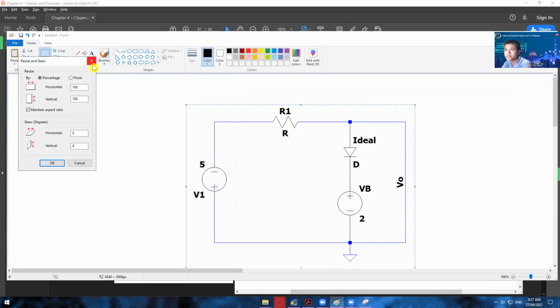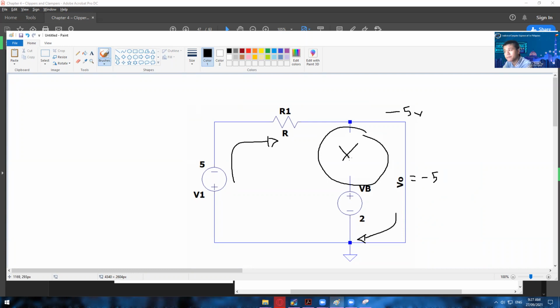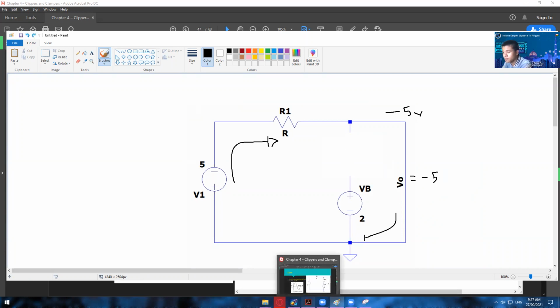we can just simply remove this part right here. And then when it comes to reading of VO, our only reading is this negative 5 volts right here. So all of it will flow on this VO right here. And then going back right here, still negative 5, since this one is an open circuit. So I hope we're clear with that one.